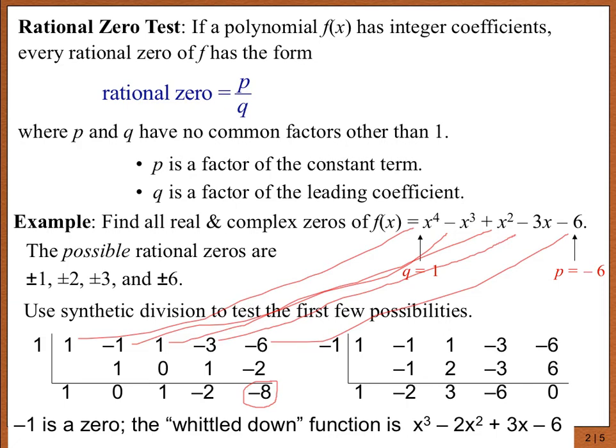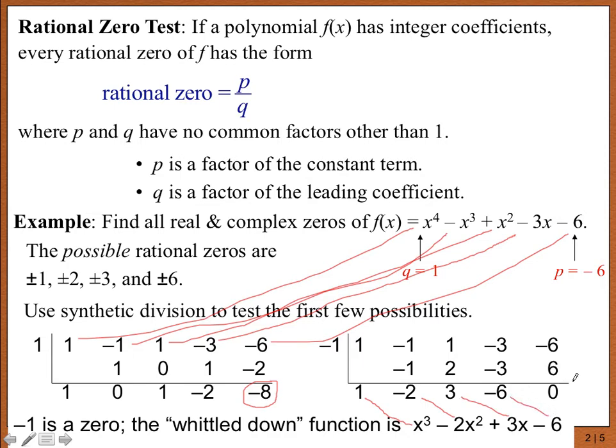Because we have found out that -1 goes evenly into this polynomial, and that -1 is a 0, we have whittled down the function to x cubed minus 2x squared plus 3x minus 6. Okay, so where do we get those numbers? Well, this 1 in front of the x cubed matches up with that. This -2 in front of the x squared matches up with that. This 3 in front of the x matches up with that. And this -6 matches up with that.